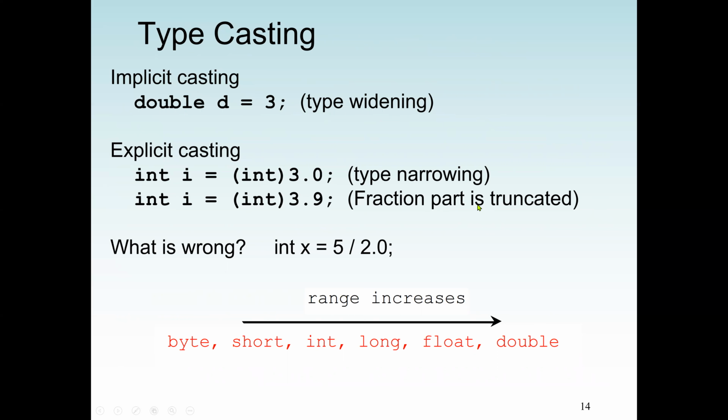The fraction part is truncated. This is casting again, not approximation. Now we have a question here. What is wrong? You have int x equal to 5 divided by 2.0. And the range will increase. So the type can be byte, short, int, long, float, and also double.